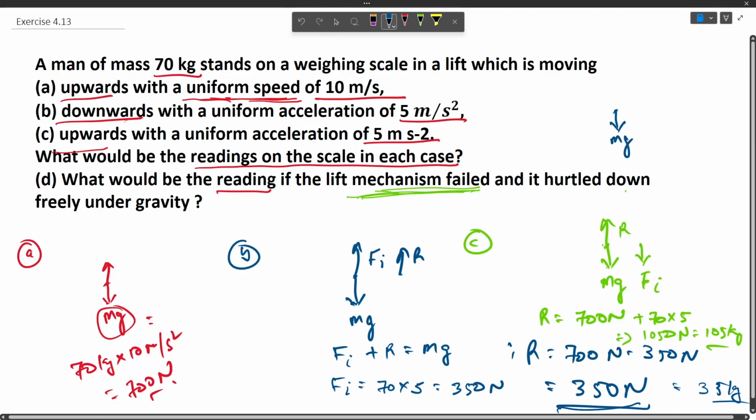Now the weighing scale reading depends upon the reaction that it would be giving in the upward direction. So in this case, since both the bodies are falling freely under gravity, it won't be able to give any reaction force. That's why the net force would be mg on the body, on the man, and also on the lift. That is why the reaction force would be 0. So it would be accelerating independently in the downward direction. Thank you.